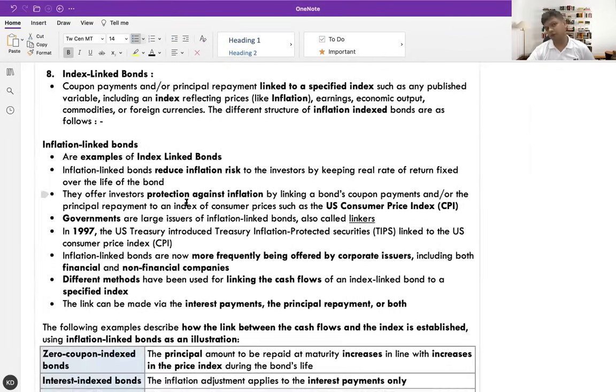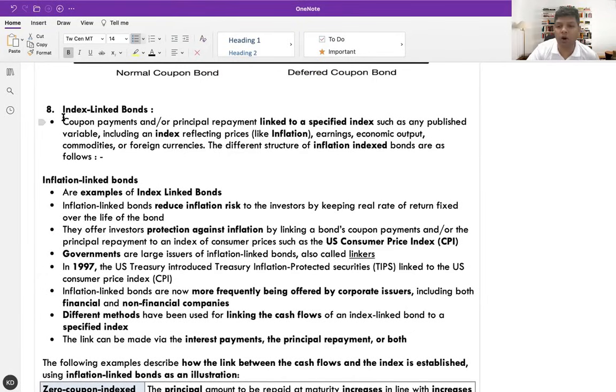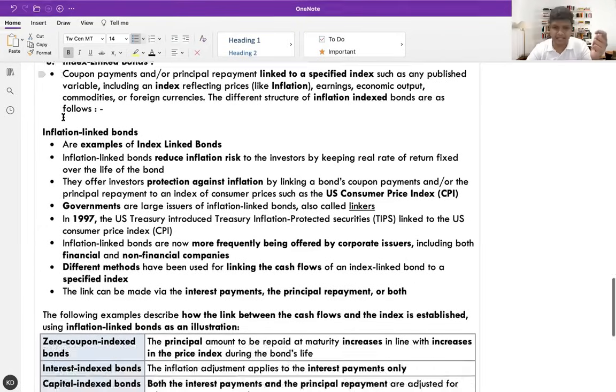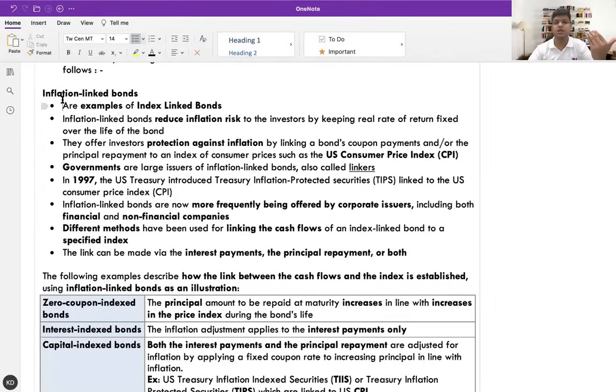And the last type of coupon bonds are index-linked bonds. Index-linked bonds are linked to a particular index, especially inflation-linked bonds. They are linked to inflation. Now in the US, the inflation measure is the US CPI, Consumer Price Index, which is like a retail inflation, right? So these index-linked bonds are also called linkers. What are they called? Linkers. Why? Because they are linked to something. So if the inflation increases, what will happen? You will also receive more money. Are you getting it?